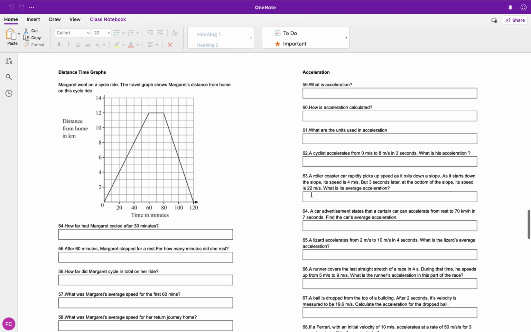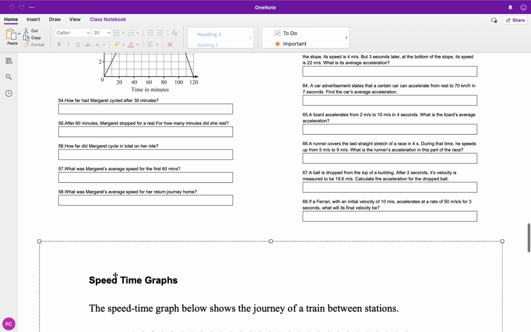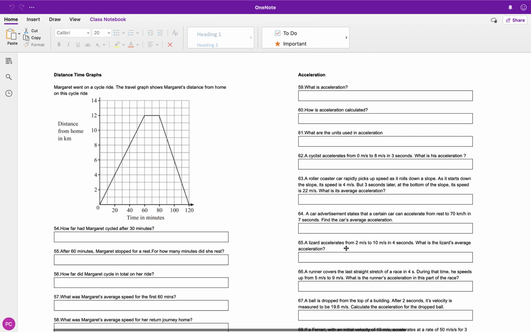This one here is a graph showing someone going on a cycle. So they start here, and after 2 minutes and 4 minutes, see how far have they gone. After 20 minutes, they've gone 4 kilometers. After 40 minutes, they've gone 8 kilometers, and so on. And you're asked to work out a couple of questions based on the graph, so it's called a distance time graph. Another couple of questions on acceleration.